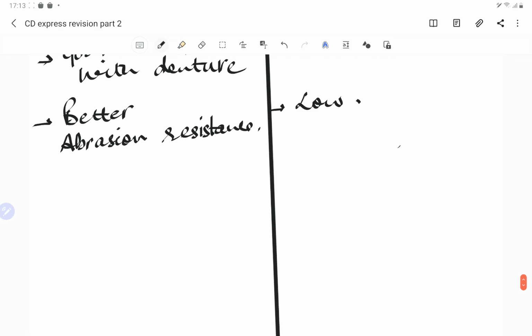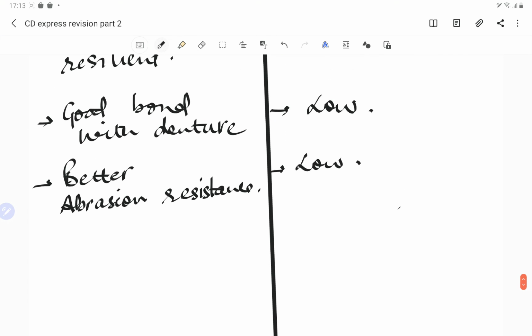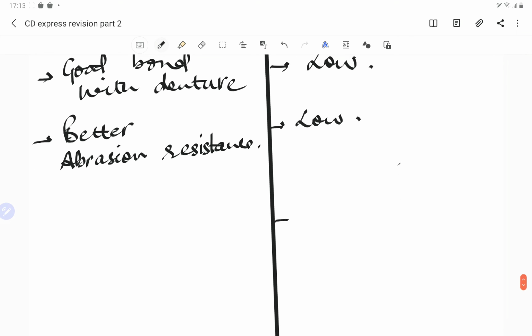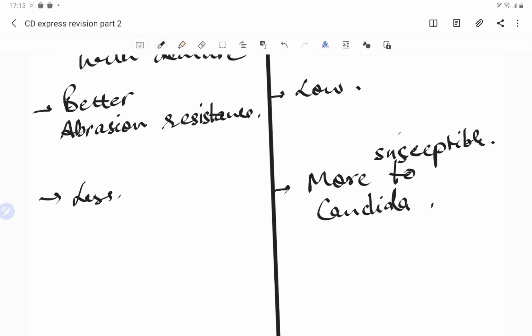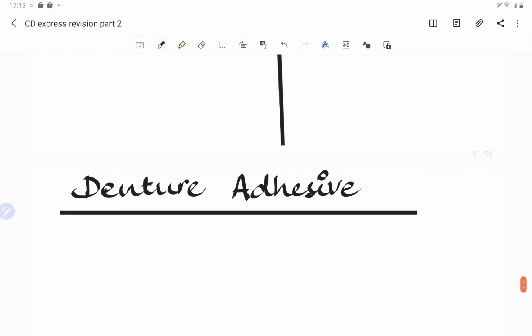Then the most important point, you will be like, ma'am, why do we use acrylic material in the first place when the silicone material is so good? Why don't we use silicone all the time? Because silicone material is more susceptible to candida. So the chances of candidiasis are more in a patient wearing a silicone prosthesis, and again for acrylic it is less.